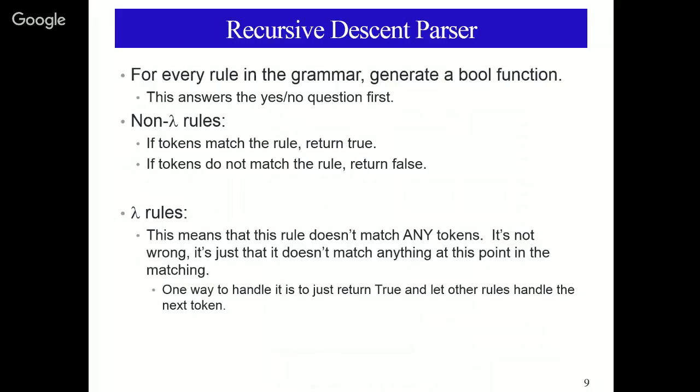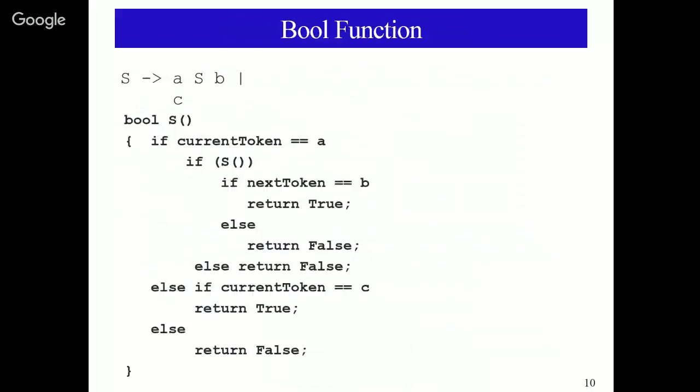So in this case, one way to handle it is just to return true. Let the next rule handle it. What if there was an error? Well, let the next rule handle it. The error will pop up. The error will get caught somehow. So the lambda rule will always return true.